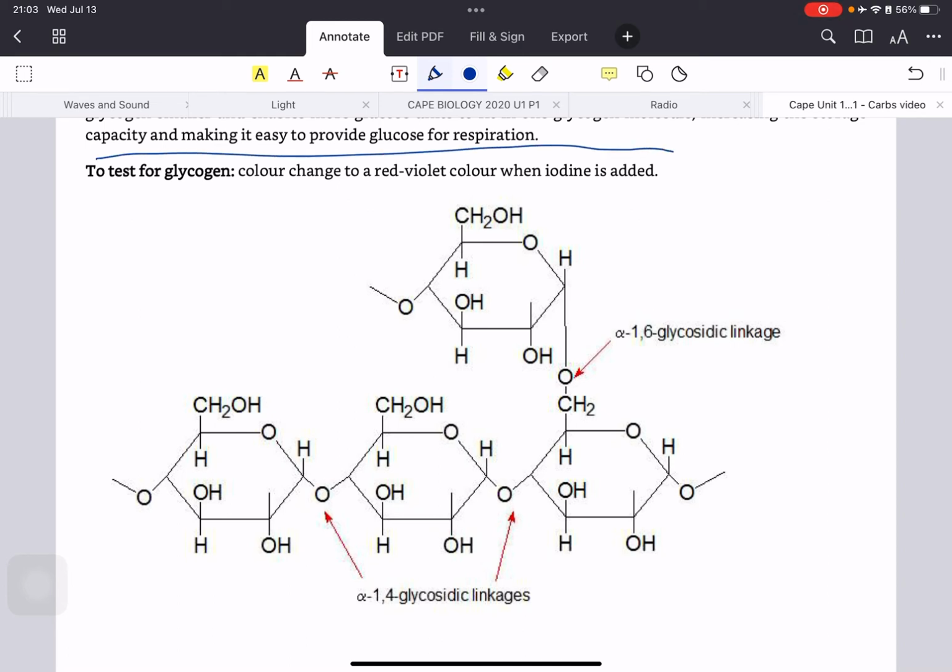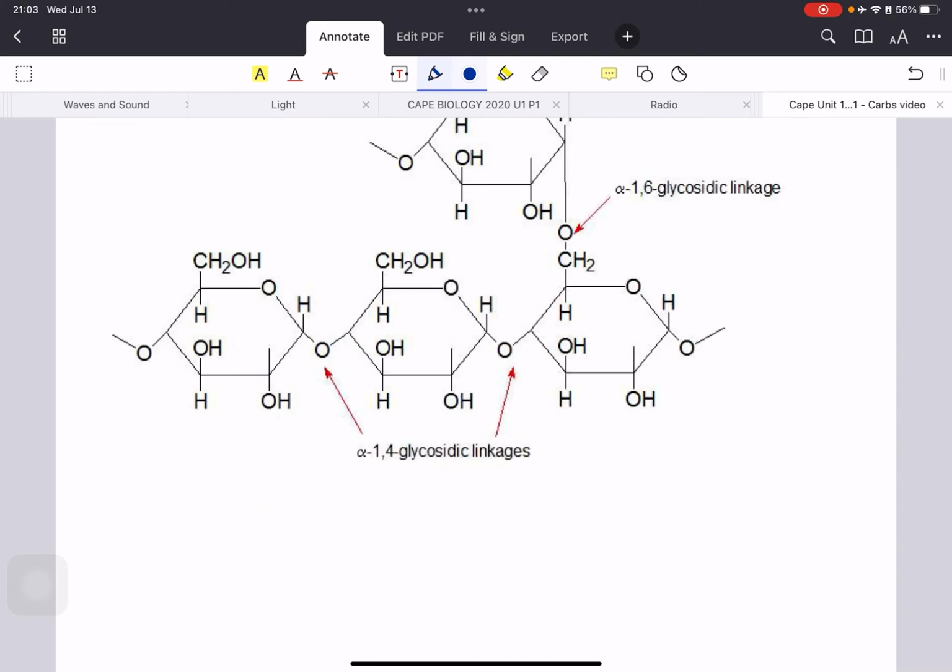You will have a lab on testing for glycogen, glucose, monosaccharides, polysaccharides, etc. So glycogen is present if you have a color change to a red-violet color when iodine is added, right? And this will be explained to you in your lab when you do it. There's no need for me to dive into this and take up more of your time.